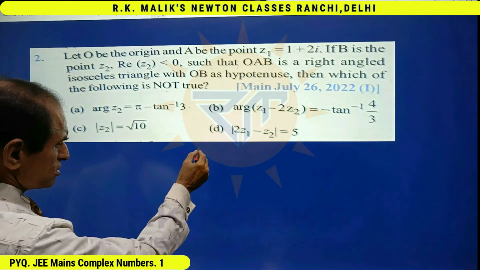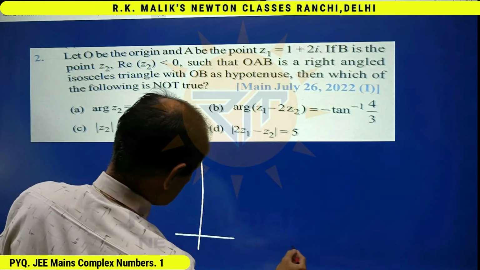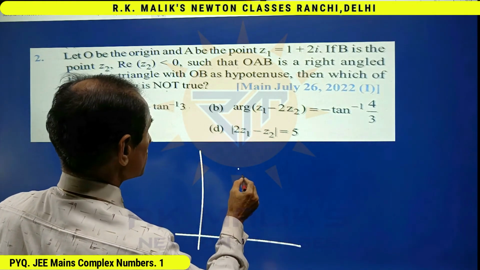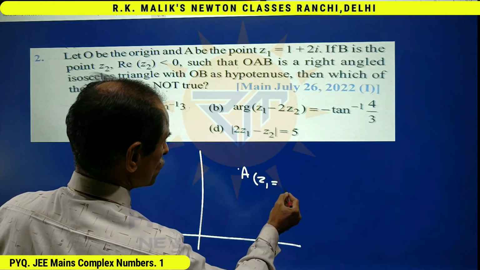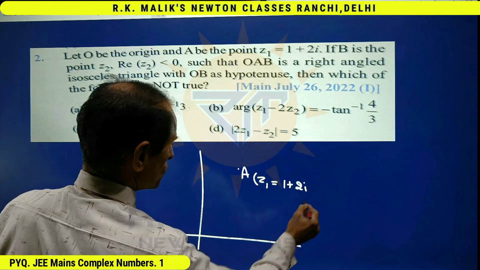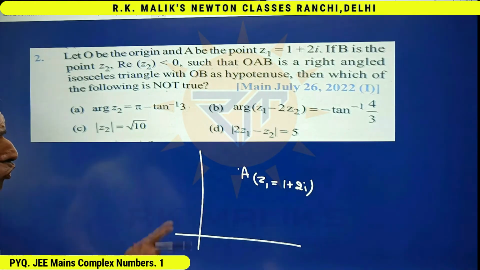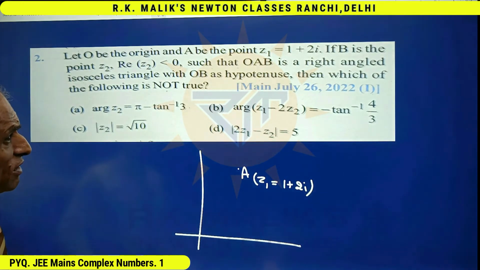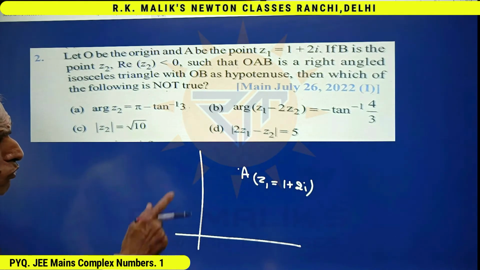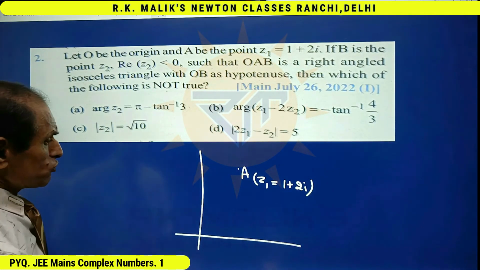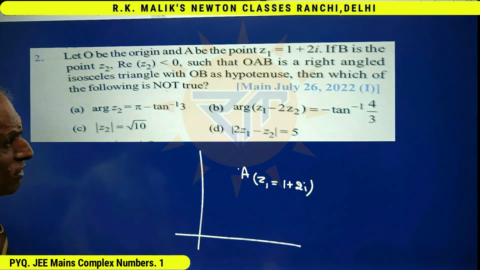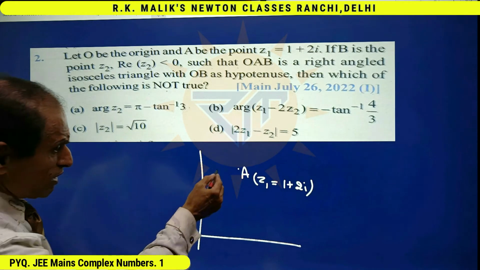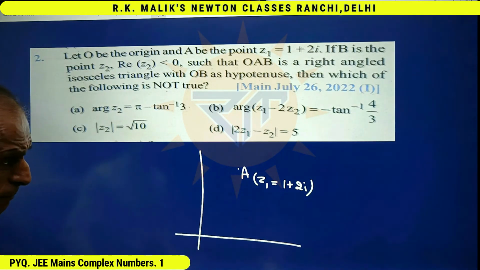According to the question, the figure formed is this. This is the point A having affix Z1 equal to 1 plus 2i, and OAB is a right angled isosceles triangle with OB as hypotenuse. Real part of Z2 is less than 0. Because OB is the hypotenuse, it means the right angle must be at A.